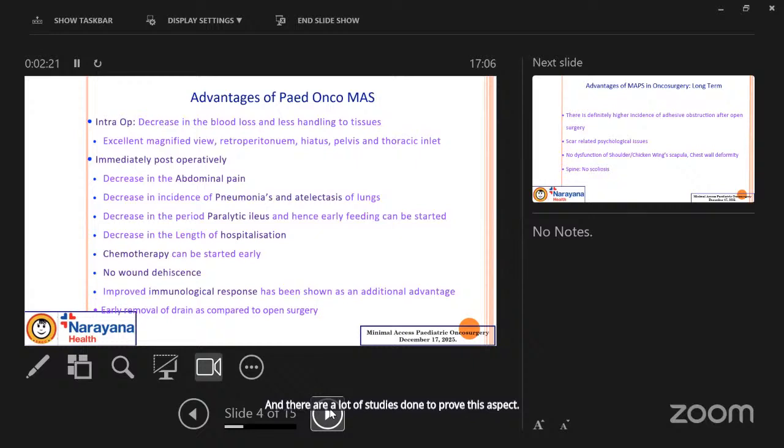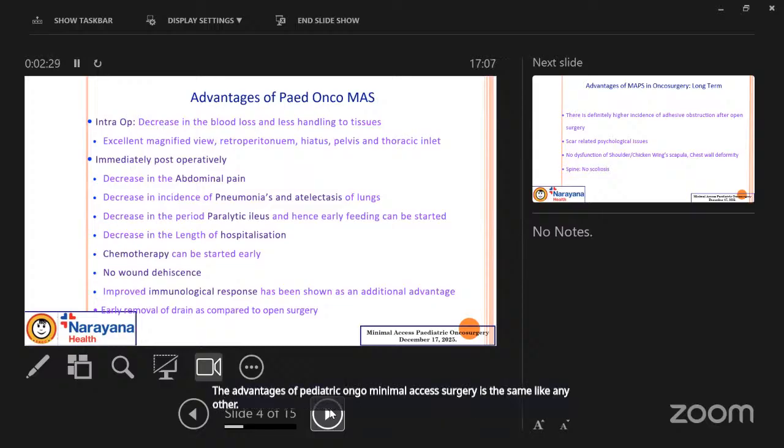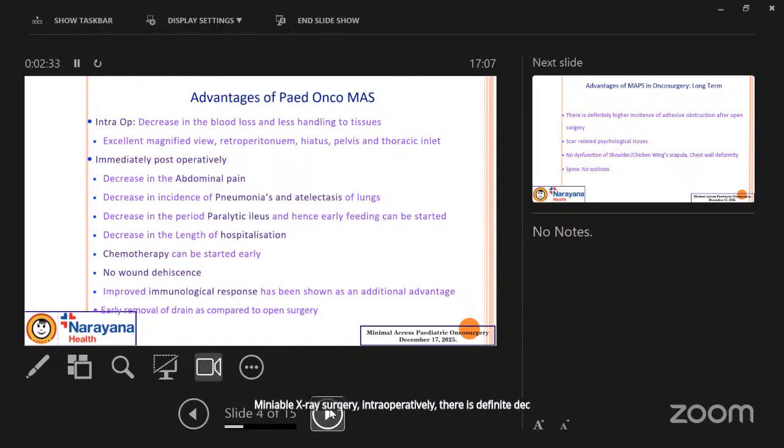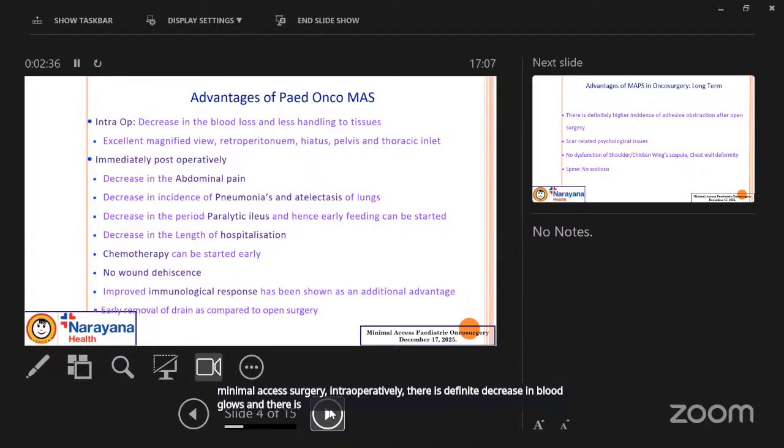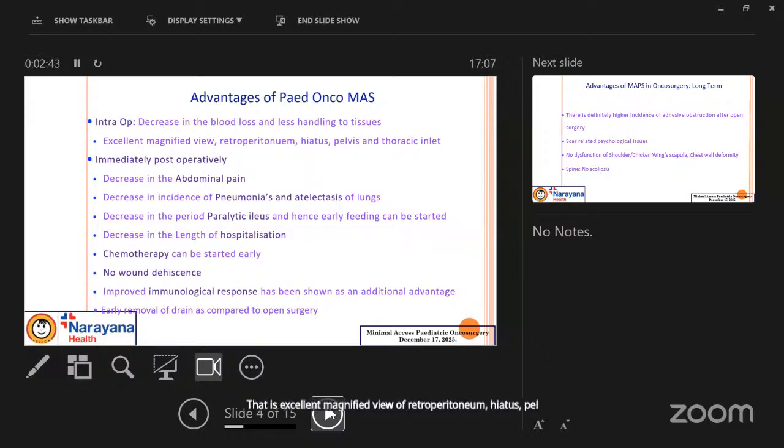The advantages of pediatric onco minimal access surgeries are the same as any other minimal access surgery. Intraoperatively, there is a definite decrease in blood loss, and there is definitely less handling of tissues. There is an excellent magnified view of the retroperitoneum, hiatus, pelvis, and thoracic inlet. These areas are not easily visualized even in open surgery. So definitely there are a lot of advantages during surgery of doing these using minimal access.